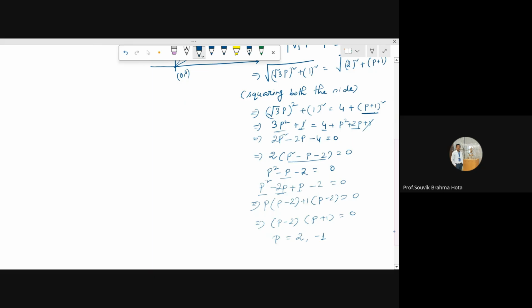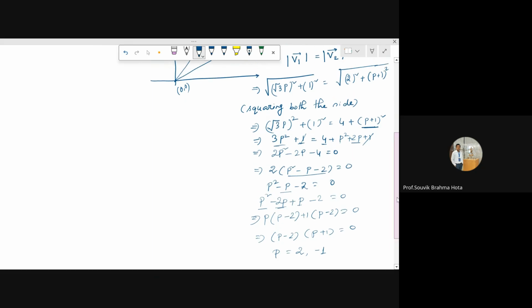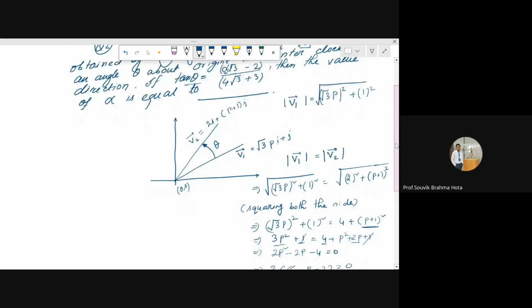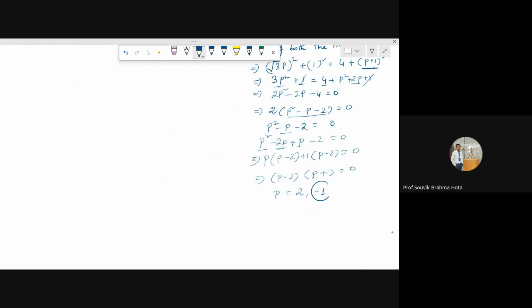So as you see in the question itself, it is saying in the first line itself, for p greater than 0. Greater than 0 means p doesn't have any negative value. So you can ignore this negative value of p, because p can't be less than 0. It is always greater than 0. So no negative value, you just ignore this. Only take the value 2, because for p greater than 0, only you take this value. P is equal to 2.